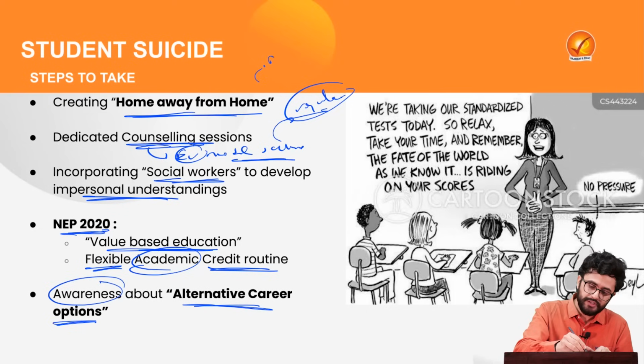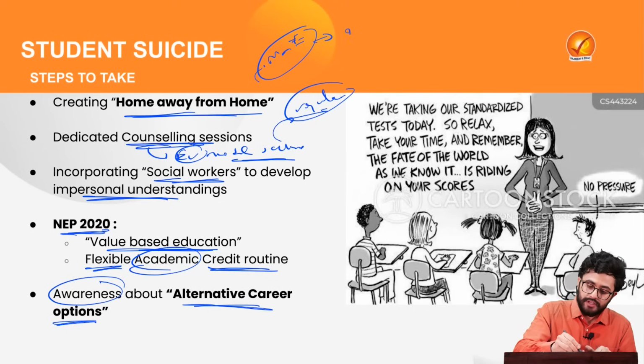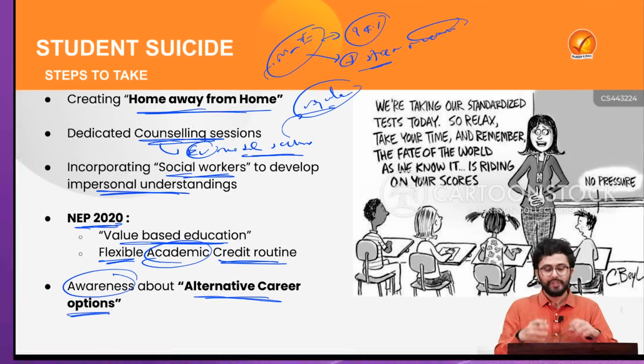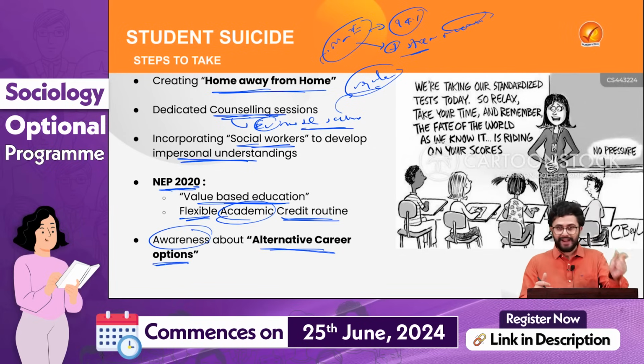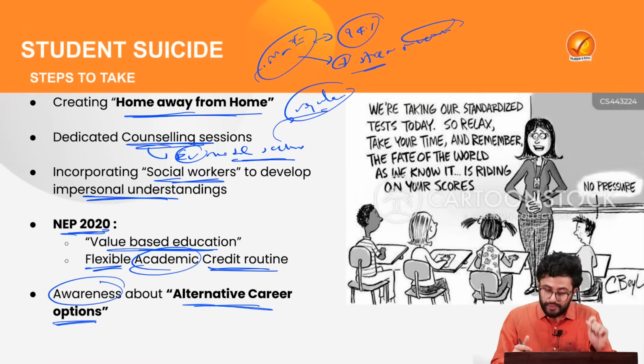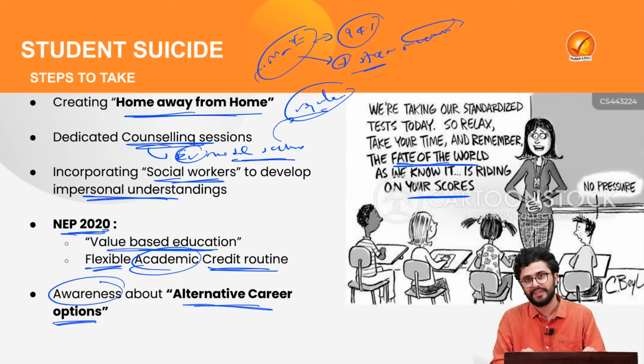As per a report of the Ministry of Education, when a survey was conducted, it was actually revealed that 94% of the students were only aware of 7 streams or career options. Only 7. So there shall need to be awareness that there are alternative career options as well. Engineers, doctors and lawyers are not the end of life, so that they understand that the fate of the world is not riding on their scores. With these suggestions, we move forward to the next news of the day.